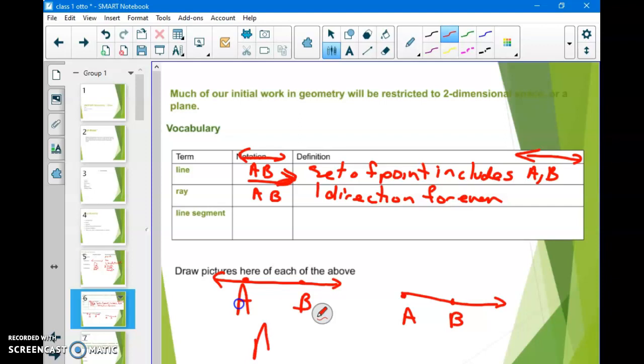A line segment, AB, means it starts at A and ends at B. So B is the terminal point. So we have an initial point at A, a terminal point at B. So it starts and stops. So it has a certain length. Has a length.